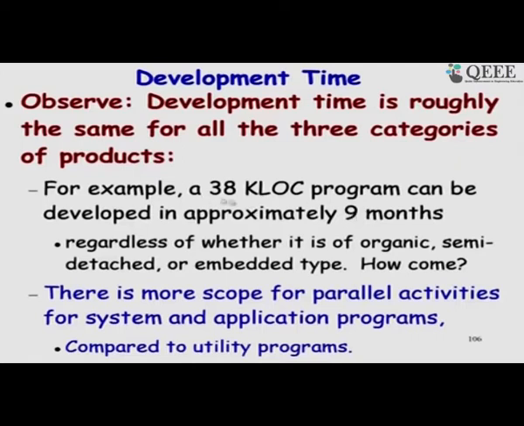So, a 38 kilo lines of code software takes about 14 months, and if you substitute there, it is regardless of whether it is organic, semi detached or embedded. It may become 13.9 to 14.9 etc., but roughly that much. So, the answer is that there is more scope for parallel activities for complex software.